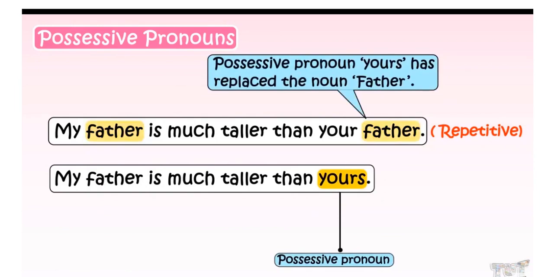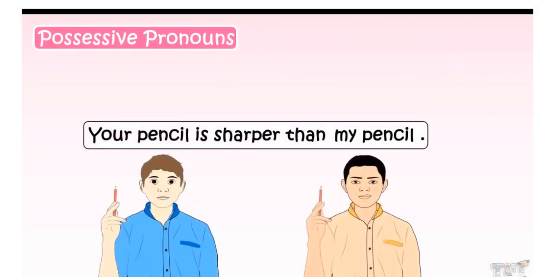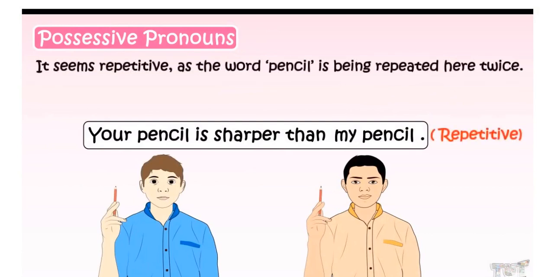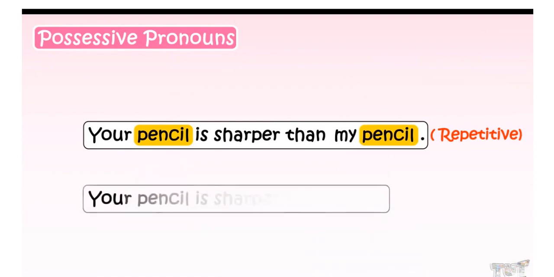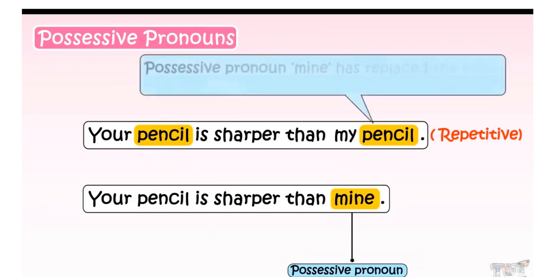Your pencil is sharper than my pencil. Again, it seems repetitive, as the word pencil is being repeated twice. So you can use a possessive pronoun to replace a noun. Your pencil is sharper than mine. Here we have used the possessive pronoun mine. It has replaced the noun very well, and it shows the possession of the pencil.